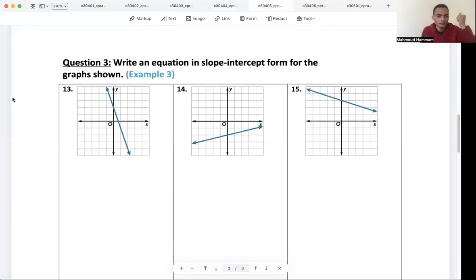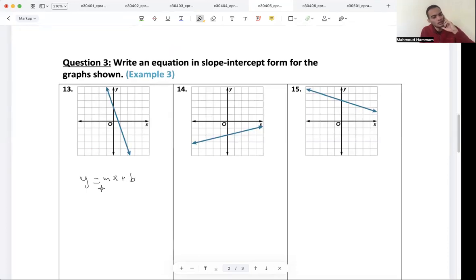Here, he's asking you to write the equation of this graph. Yes. y equals mx plus b. This is the equation that I know. So I need to find m, I need to find b. This time, do I have a b? Yes. Why? Because the line is cutting the y-axis at, what is this point?